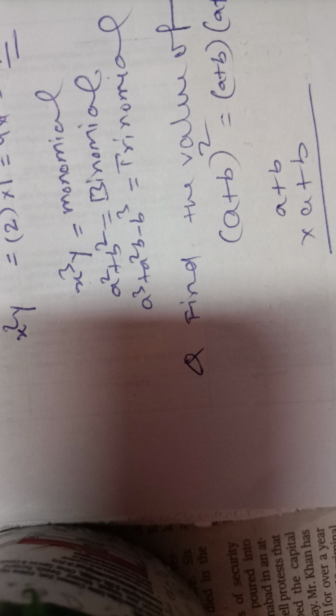Suppose the question is to find the value of x square y when x is equal to 2 and y is equal to 1. So we have put the value, we have changed the value of x and y, so it is called variables. Now the value will become x square y is equal to, in place of x we will put 2, so 2 square into y, y means 1, the answer will be 4 into 1, 4.